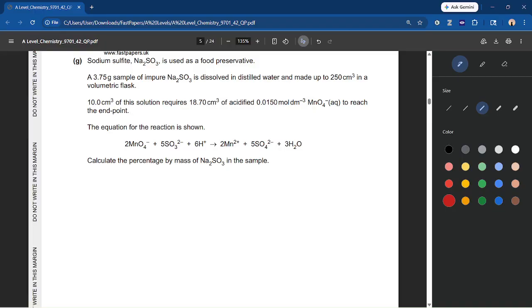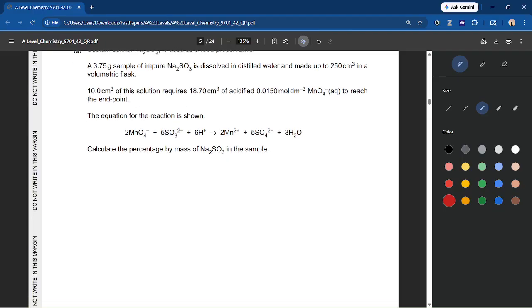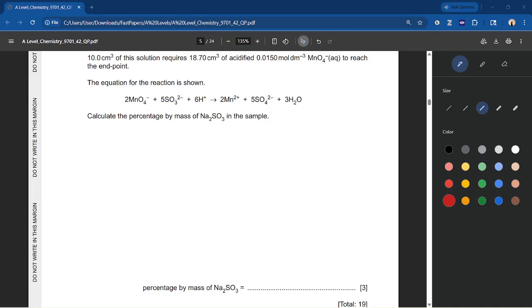A 3.75 gram sample of impure sodium sulfite is dissolved in distilled water and made up to 250 cm³ in a volumetric flask. 10 cm³ of the solution requires 18.7 cm³ of acidified 0.015 mol per dm³ manganate ions to reach the endpoint. The equation for the reaction is shown. Calculate the percentage by mass of sodium sulfite in the sample.